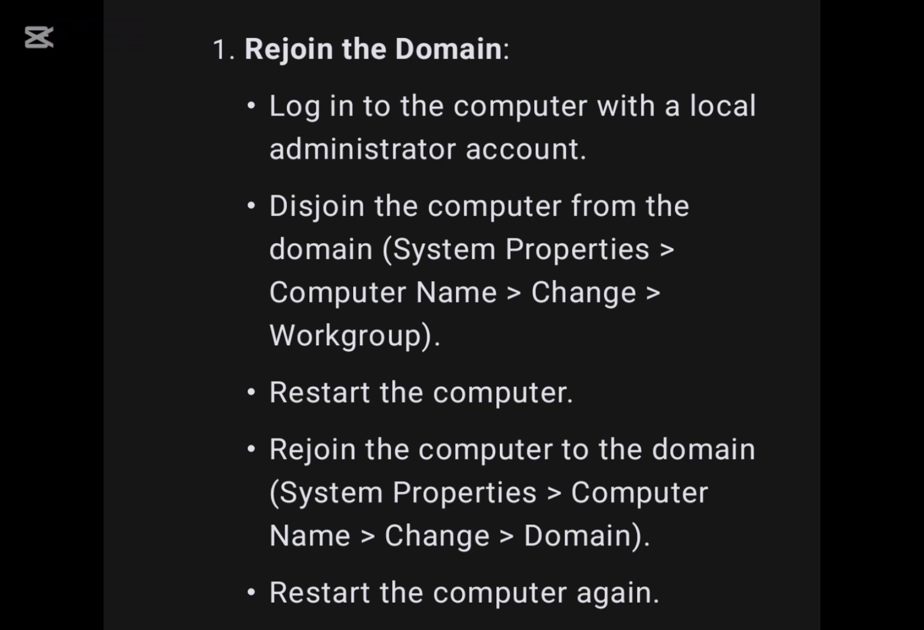Steps to resolve trust relationship issues. First, rejoin the domain. Log into the computer with a local administrator account. Disjoin the computer from the domain by navigating to System Properties, then Computer Name, Change, and Workgroup. Restart the computer. Next, rejoin the computer to the domain by going back to System Properties, Computer Name, Change, and Domain. Finally, restart the computer again.